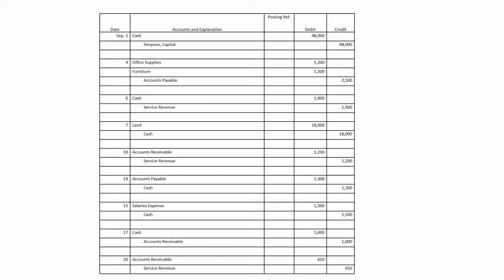On the 20th, the company prepared a design for a school on account, $650. So they performed a service. They have to increase their service revenue account. That increases on the credit side because we want to accumulate all the charges to customers in the service revenue. The company did not receive the cash yet. It was completed on account. So we want to increase the asset accounts receivable to show that customers owe us more money. We do that on the debit side.